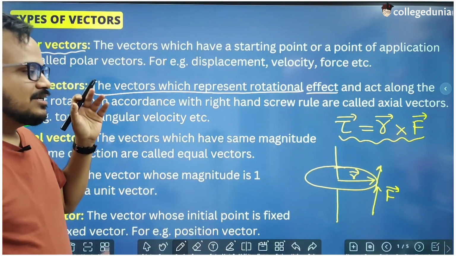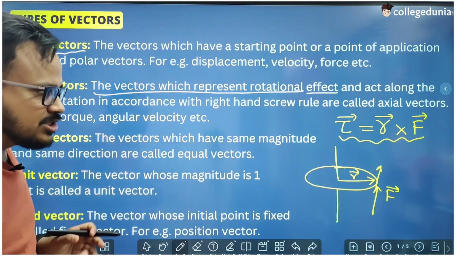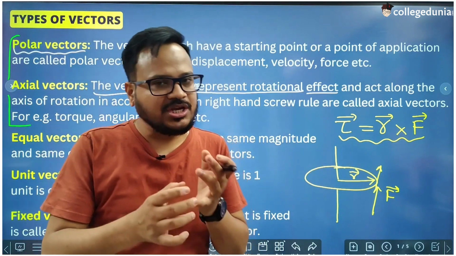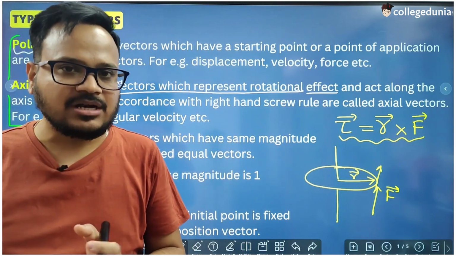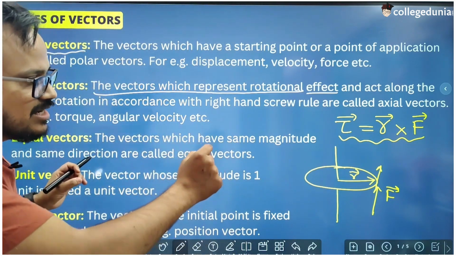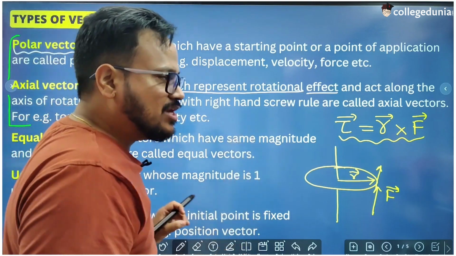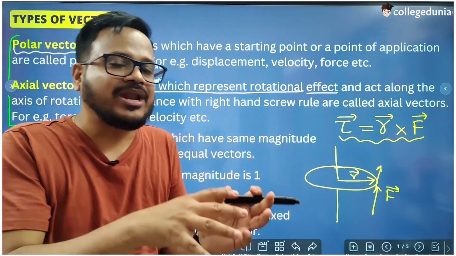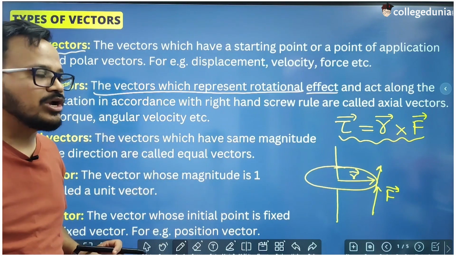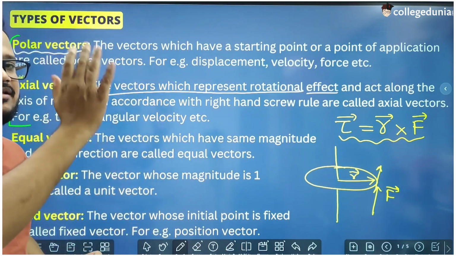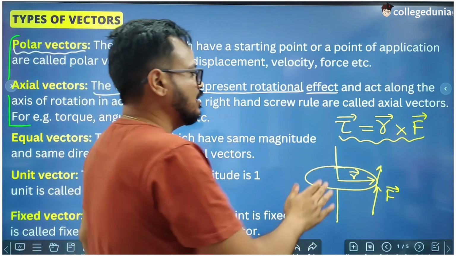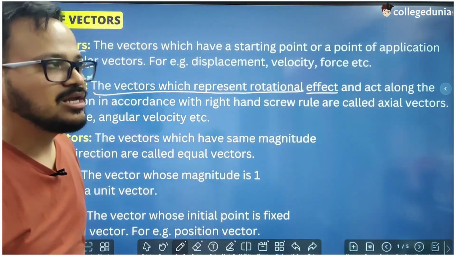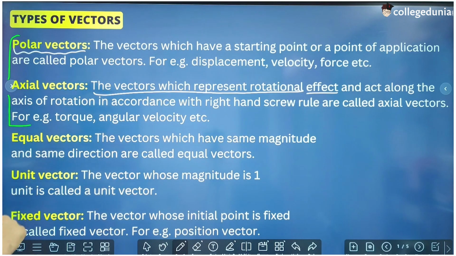So there are some vectors which act along the axis of rotation. For example, torque, angular velocity, angular acceleration, angular momentum, all these vectors do not have any fixed point of application. They are not acting at a fixed point or they are not having any starting point. They are just acting along an axis. So they are called axial vectors. Vectors which are acting along the axis when the body is rotating are called axial vectors.